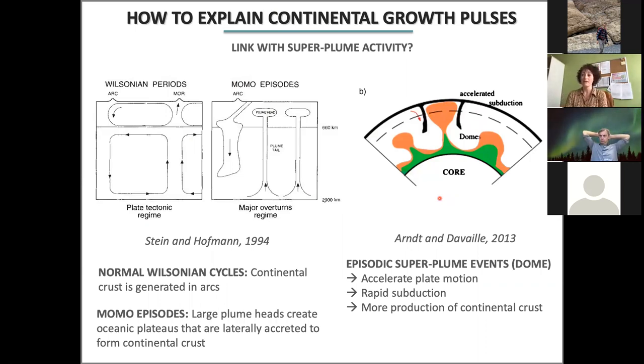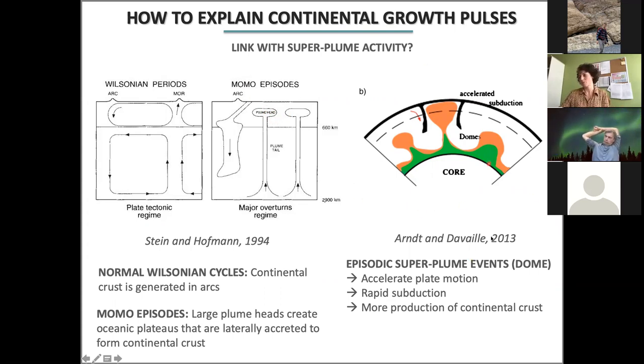Several models have been proposed in the past. So the famous model of Stein and Hofmann in the 90s. Here the explanation is that you have periods of time for which you have a normal mode of plate tectonics. So this is the supercontinent cycles. And then at some period of time, you have the MOMO episodes, which are major overturns, major orogenies, where you have several large plume heads that create oceanic plateaus that are laterally accreted to form a lot of continental crust. So these are the continental growth periods.